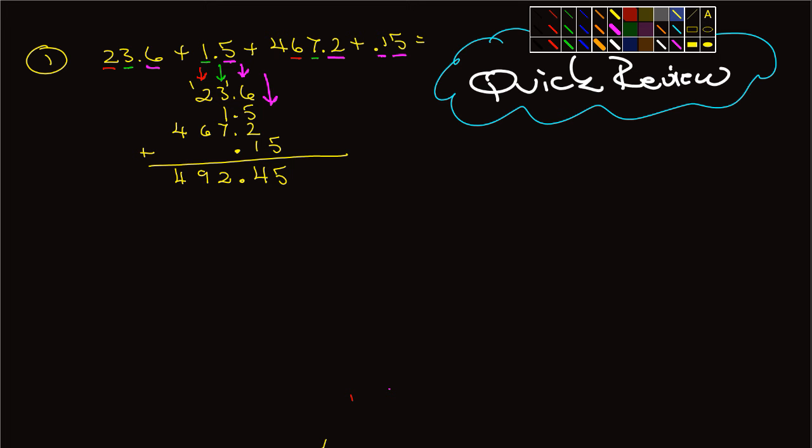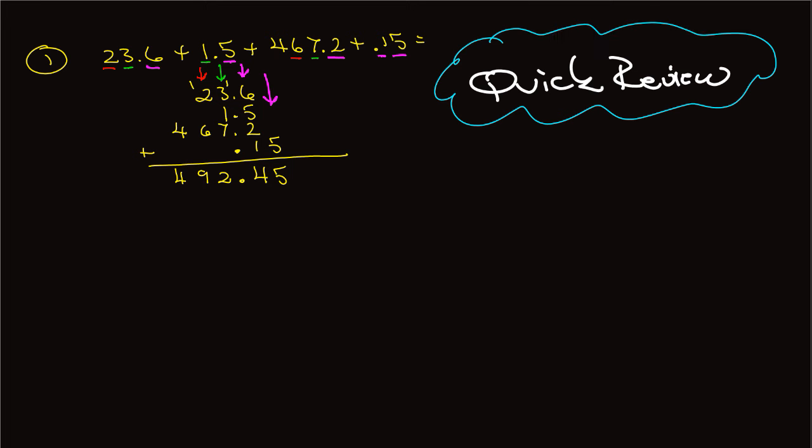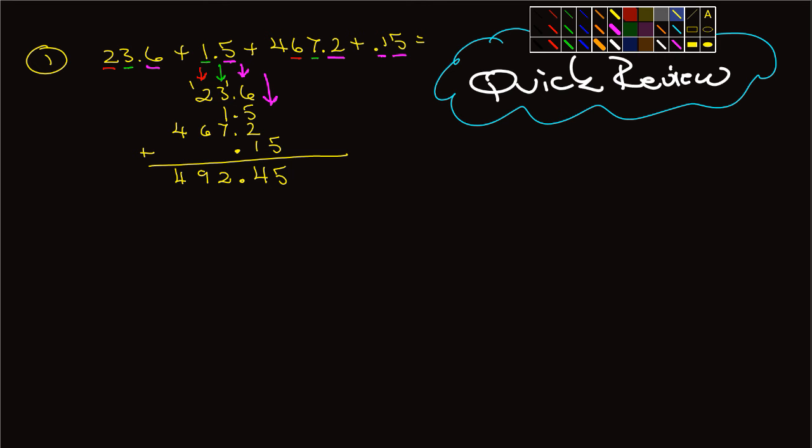So let's do another one, and we will do some subtraction. All right. So number 2, what if I wrote down the number, well, let's take 492.45, what we just came up with, and I'm subtracting 1.04? What's the answer to that one?